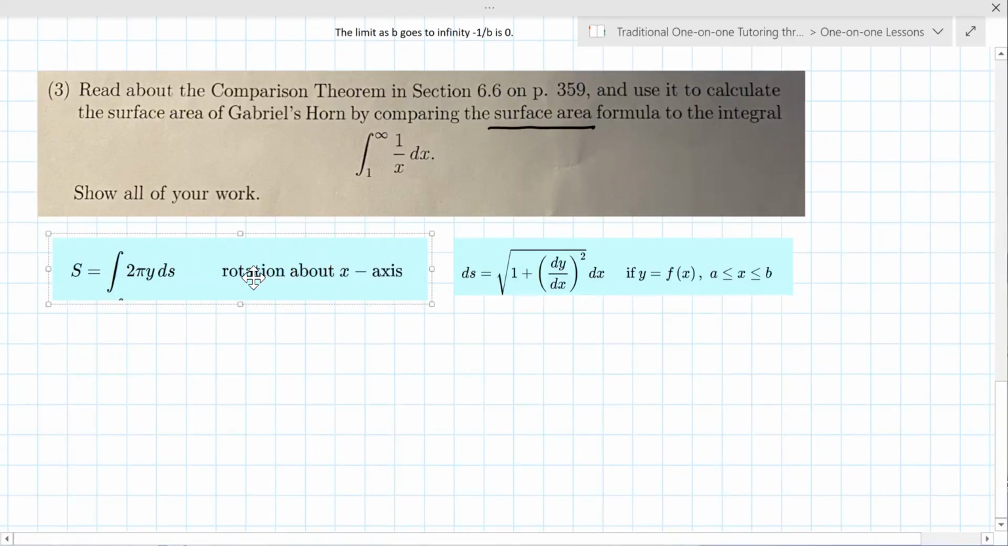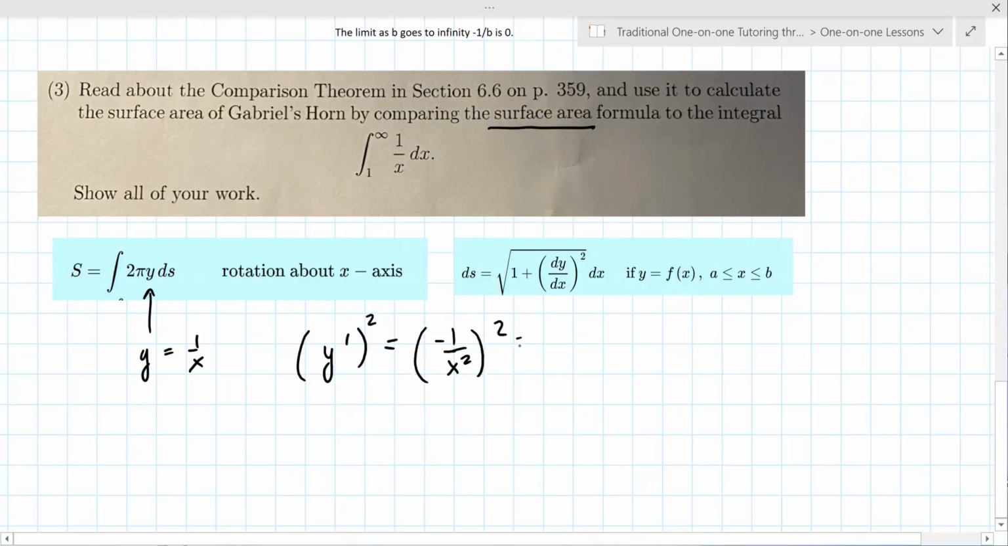Yep. So your y in this problem is 1 over x. And your ds is based on the derivative of this. Your y prime is minus 1 over x squared. That's just the power rule. You can see if that makes sense later. But then you need to square it, so it becomes 1 over x to the 4th.